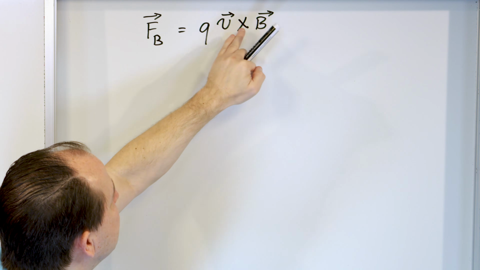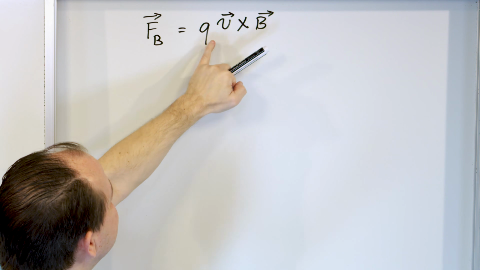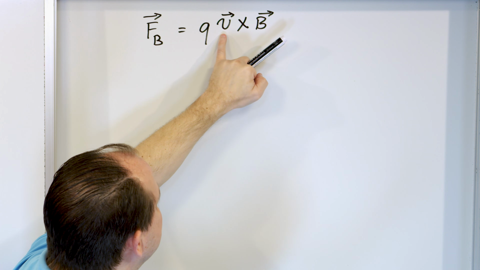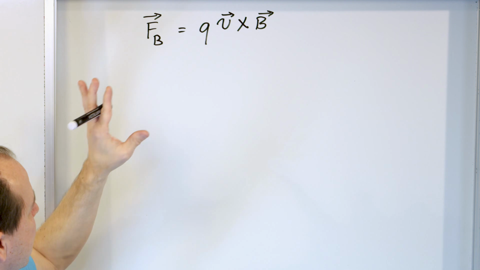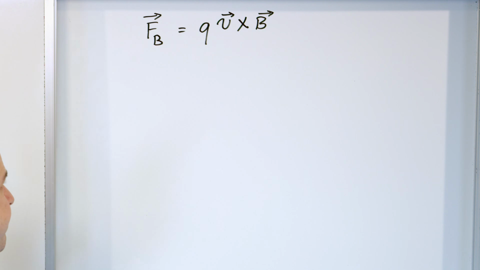And so here we're going to learn in a second that the magnetic force is biggest when the velocity of the particle and the magnetic field direction are 90 degrees to each other. I'm going to get there. Just hang on, let me draw a few pictures.